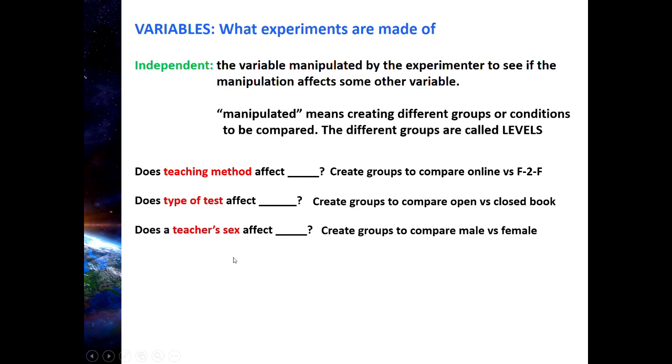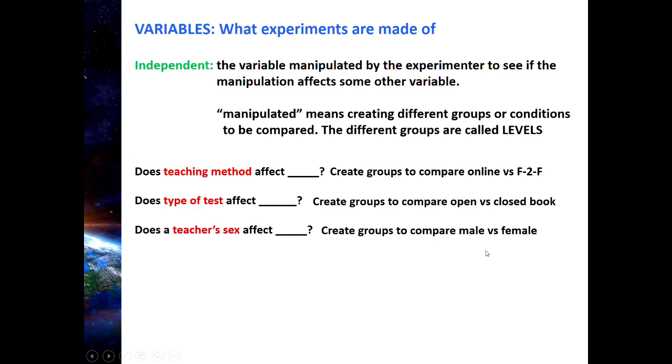All right, here's another example. Does a teacher's sex, male or female, affect something else? Right? So teacher's sex, that's the name for the independent variable. It's independent because I think that this variable is going to have an effect on something. So it's my independent variable. And then male and female would be my specific levels. So here's how I'm manipulating teacher sex.